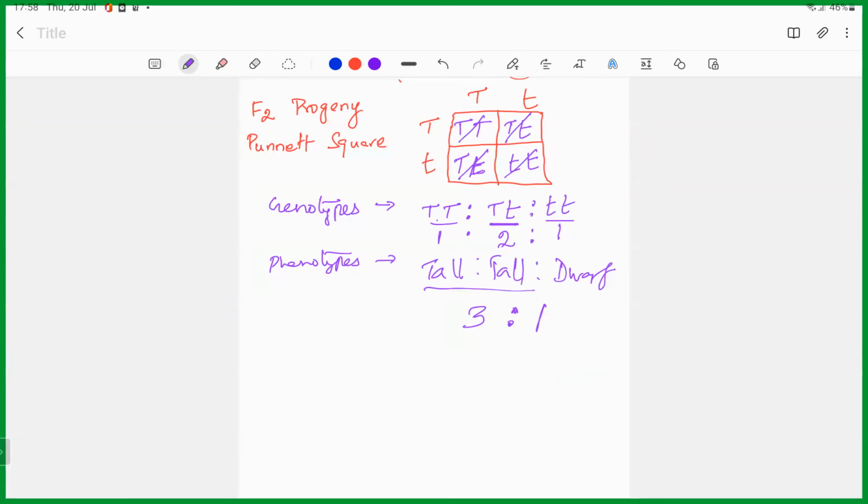P generation. I usually write it like that. Actually, it is the P generation. Male homozygous dominant tall, into homozygous recessive dwarf. F1 progeny.